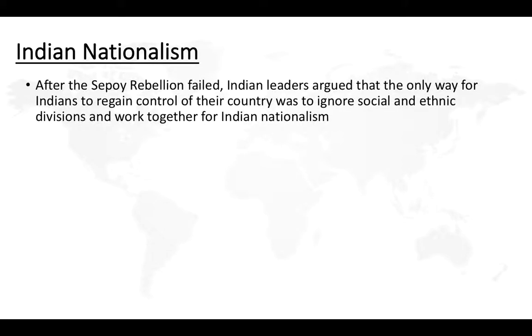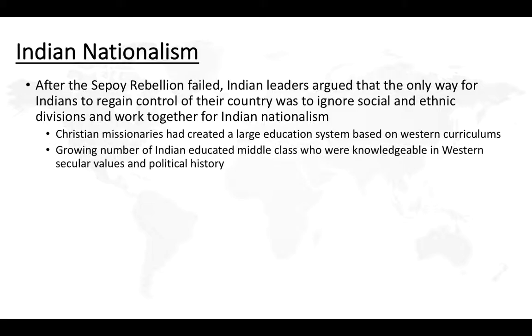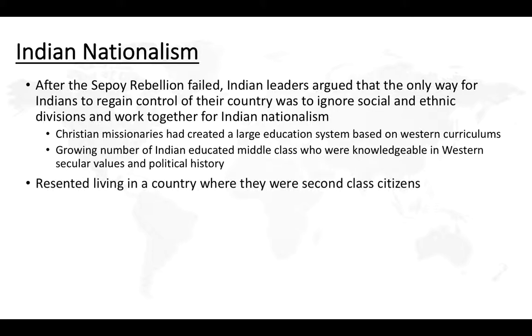After that Sepoy rebellion failed and England took total control of India, Indian leaders argued that the only way for Indians to regain control of their country was to ignore all the divisions that existed in India and try to work together for Indian nationalism. Christian missionaries had created large education systems, and we see a growing number of Indians being educated and a middle class being educated. They're going to use all of these things that they learned to try to build Indian nationalism.